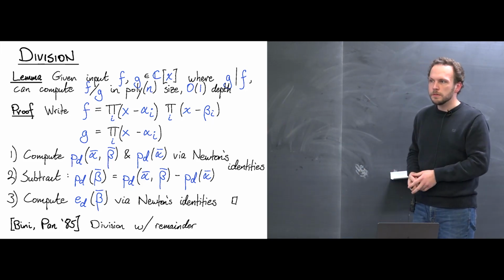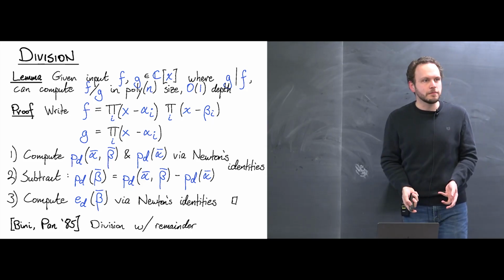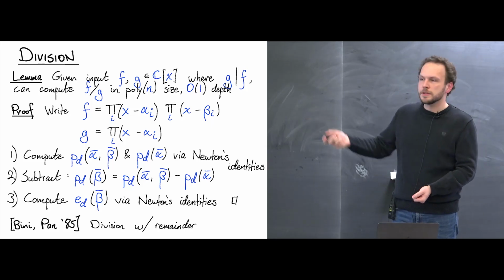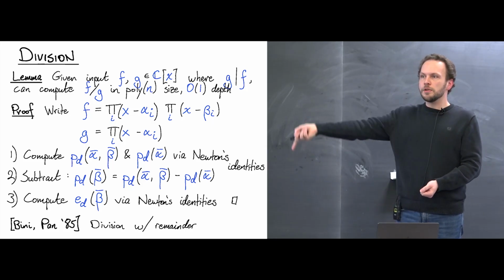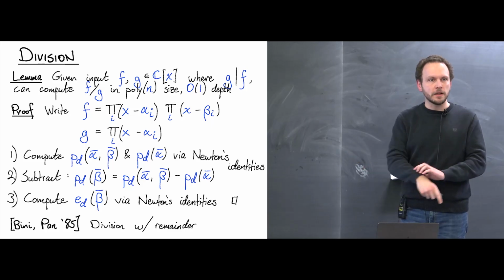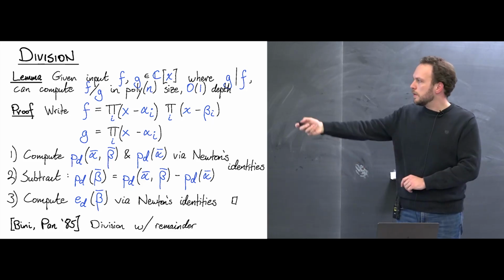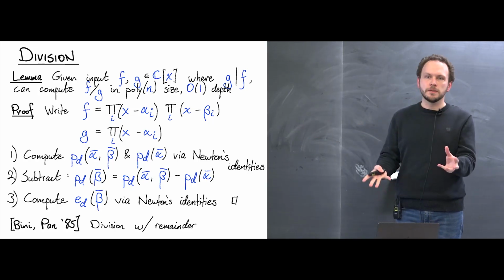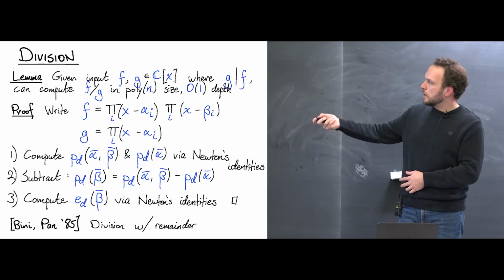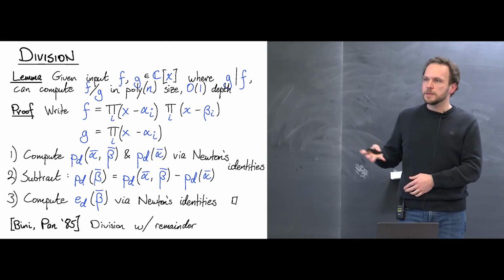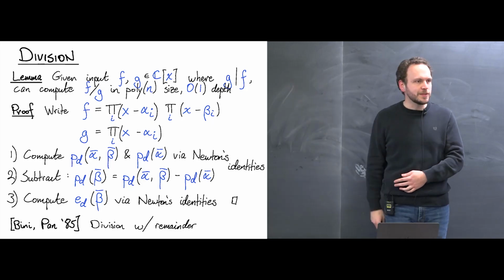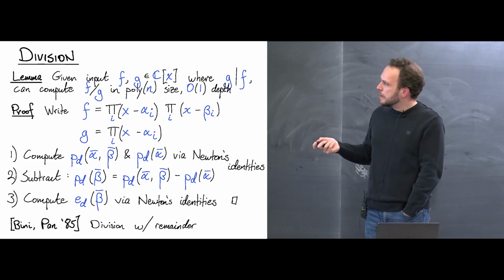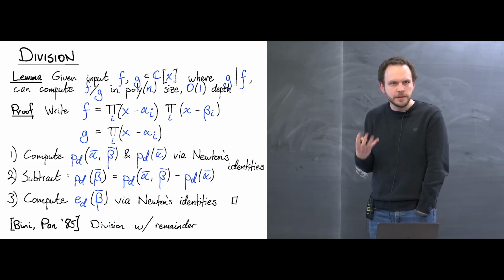And now what are you going to do? You're going to use the power of subtraction. If you subtract these two power sums from one another, you just get the power sums in the betas. And now, use Newton's identities to go back to the elementary symmetric functions. The elementary symmetric functions in the betas are exactly the coefficients of the quotient. So all these steps can be implemented in polynomial size, constant depth, and I only have a constant number of steps. So we're done. This is kind of like getting access to some kind of a logarithm. We're turning division into subtraction.